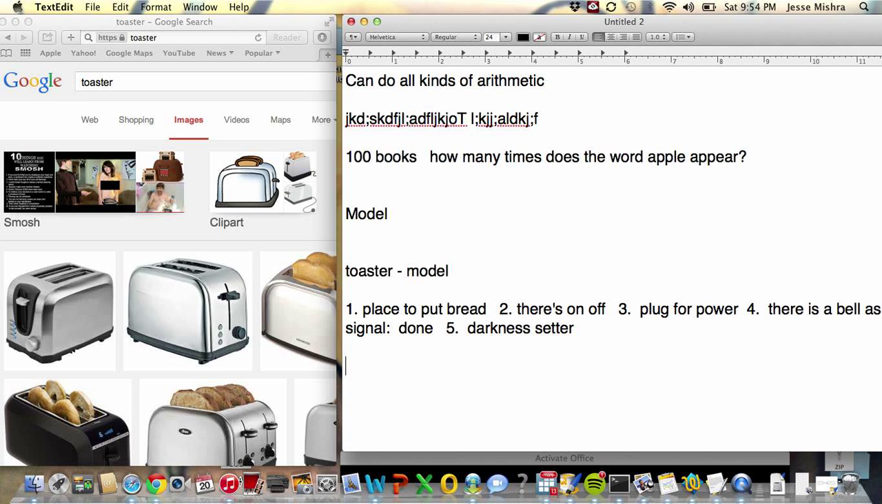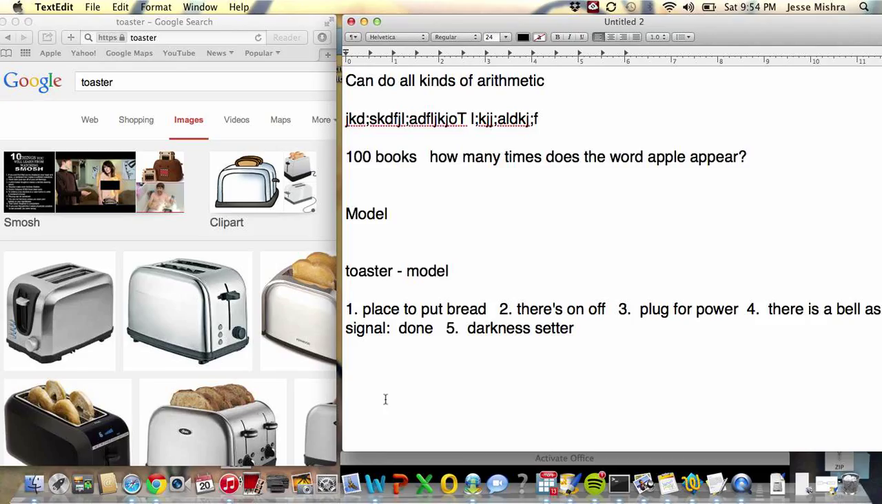Now, knowing those 5 things, you can look at all kinds of pictures of machines that are about the size of a toaster, and you can figure out pretty fast whether it's a toaster or not by checking to see if these things are there. So that's your model of a toaster.